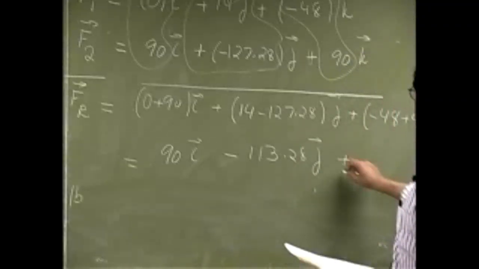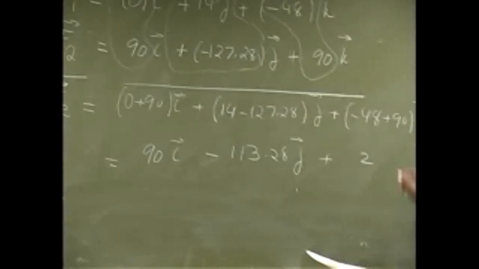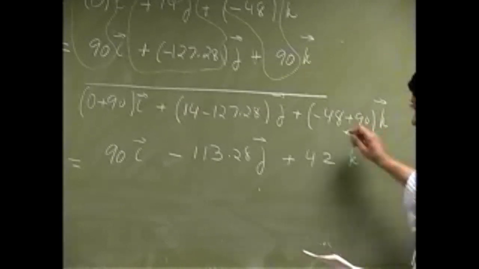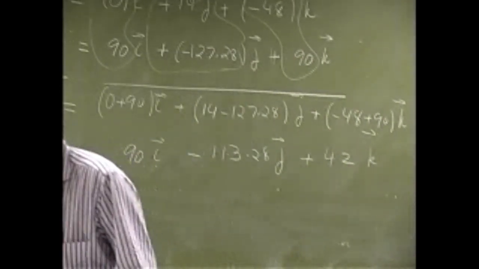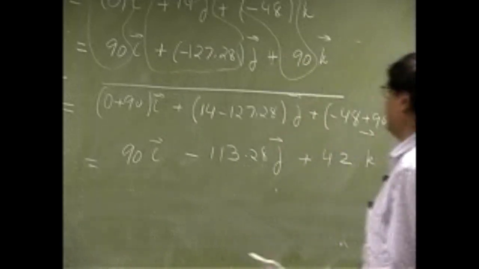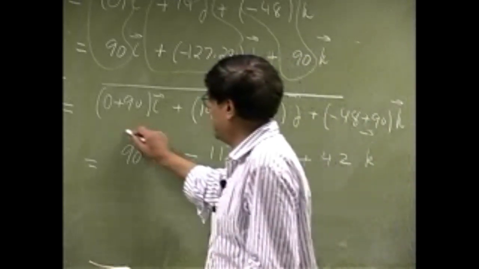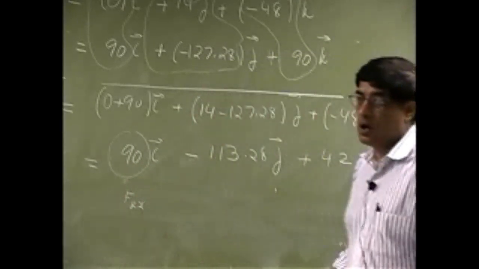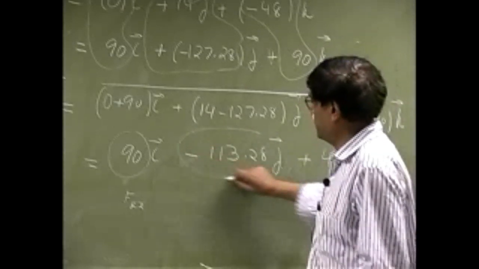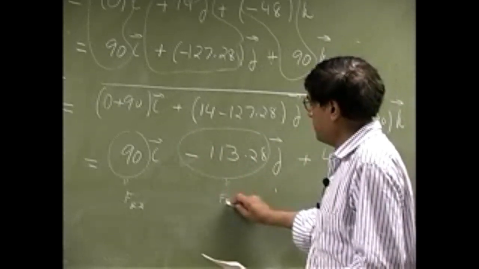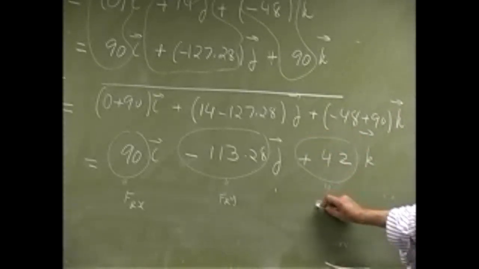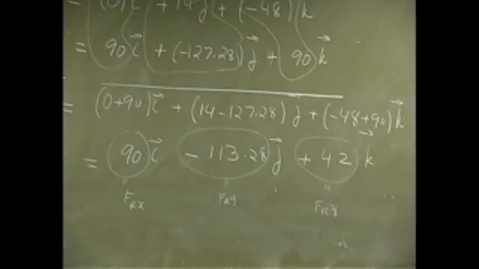j plus the 2, 4, and that times k. So those are the main components. Here you have this, that's FRx, or the x component of the force. Then you have this, that's the y component of the resultant force. And then you have this, which is the z component of the resultant force.